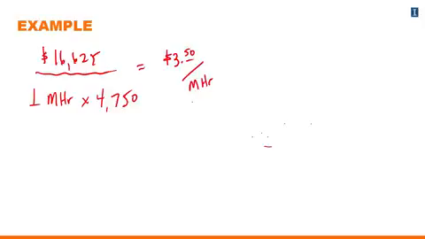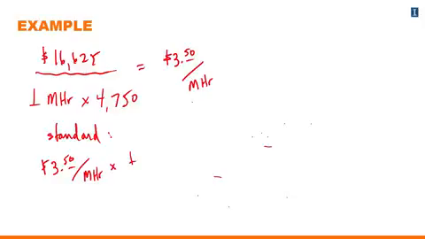Now, the second step is to actually estimate overhead. And when we estimate overhead, there are multiple choices that we have to make. Under a standard costing system, we estimate or apply overhead in the following manner. We use the predetermined overhead rate of $3.50 per machine hour, and we multiply that by however many machine hours we should have used given what we actually produced. That's one machine hour per output, and we were told that we actually produced 4,250 units of output. So our applied overhead throughout the accounting period is $14,875.